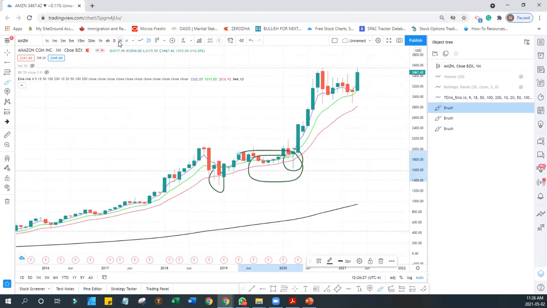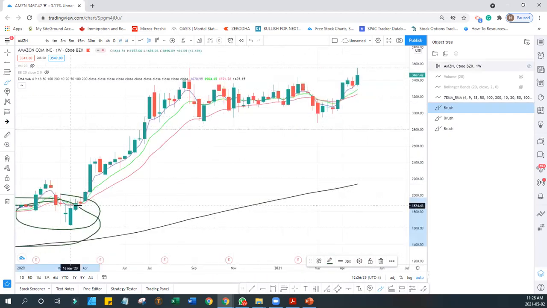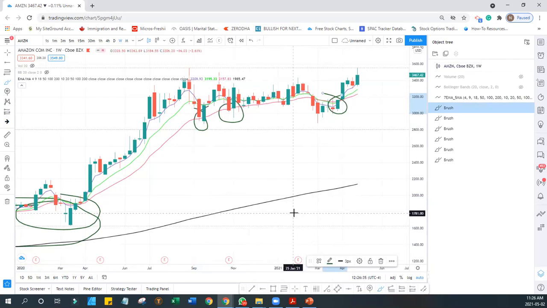If you are a swing investor for a couple of months, this was a good area, this was a good area, and this is still a good area to buy Amazon.